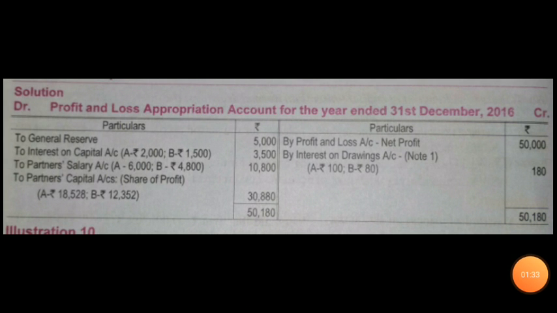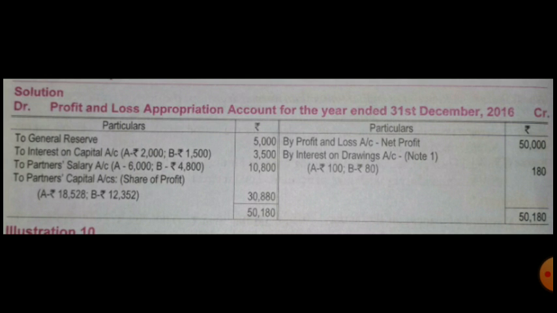Now let's see the solution. At first, you must start by transferring net profit to the credit side of the profit and loss appropriation account. You can make two columns or can also make a single column in this P&L appropriation account. So the first entry is by profit and loss account in the credit side, net profit transferred rupees 50,000.